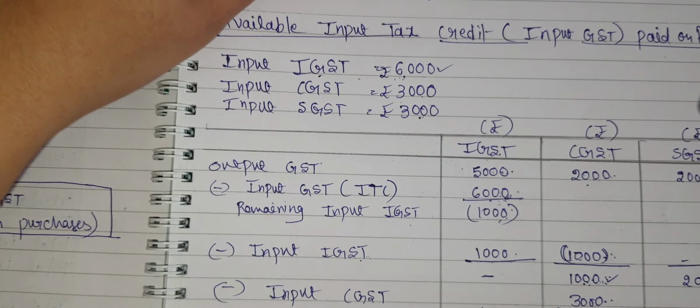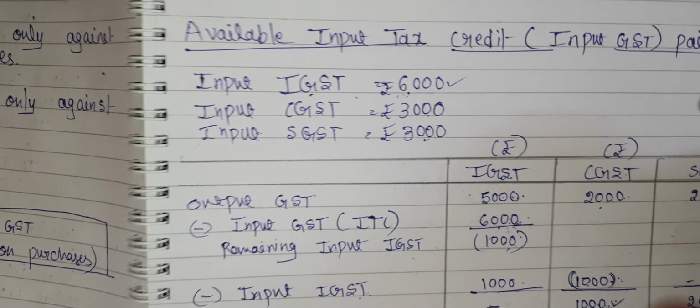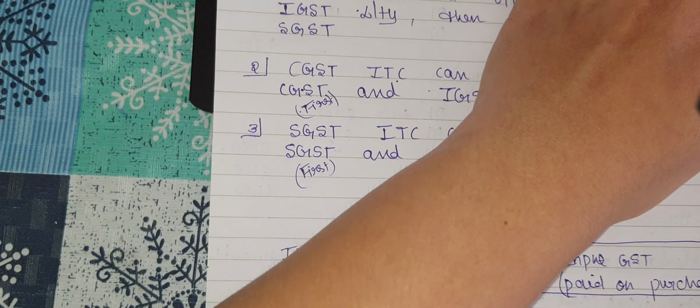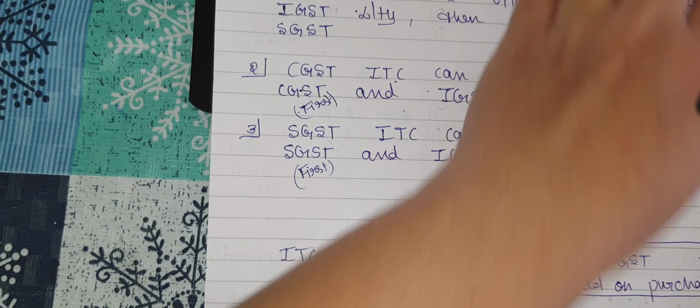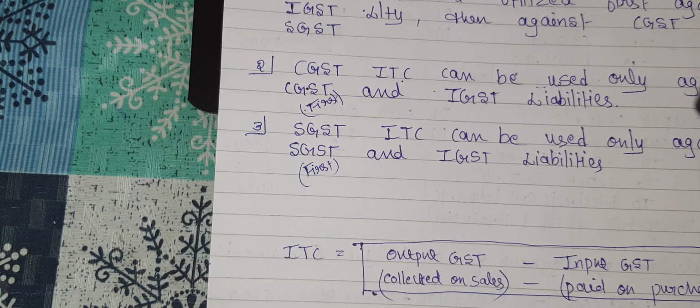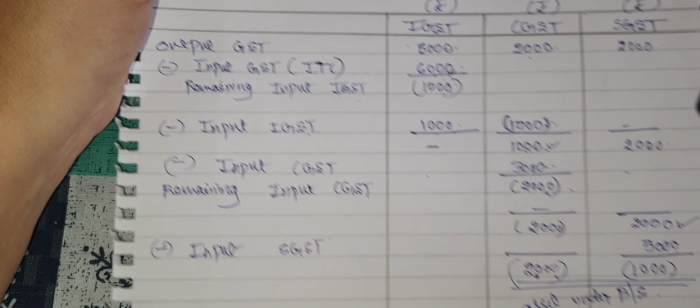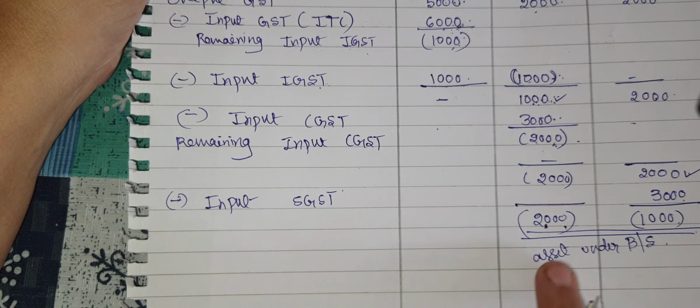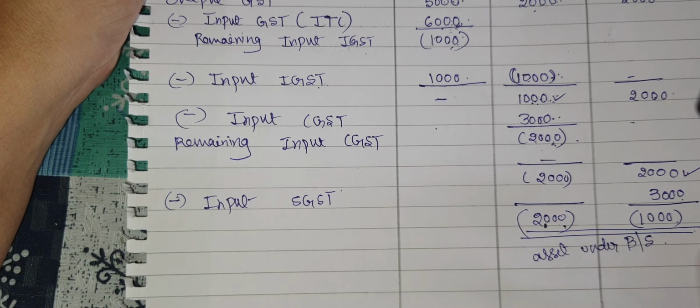You are not able to see. One minute. See there. See, this rupees 2,000 and 1,000 is treated as an asset under the balance sheet.